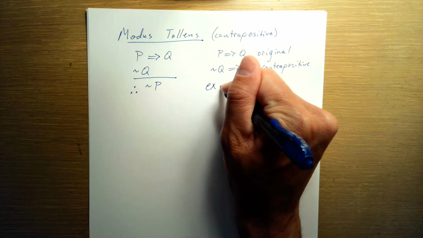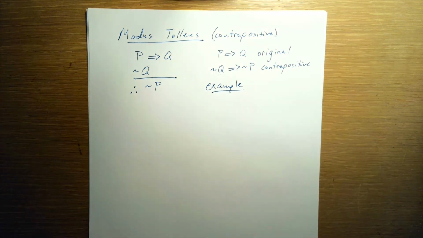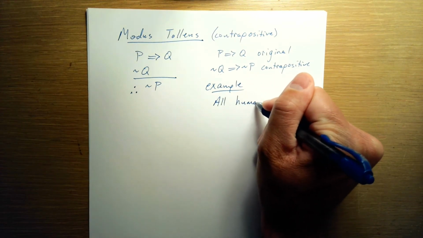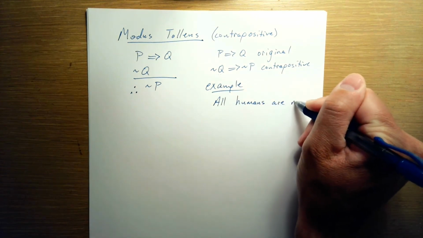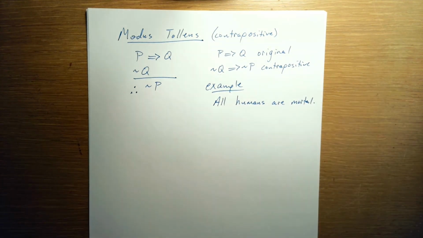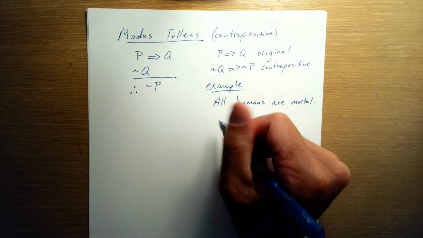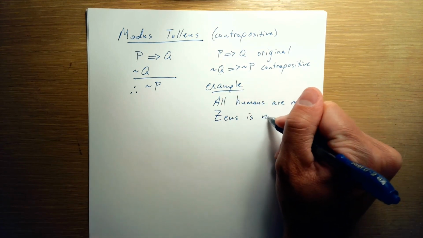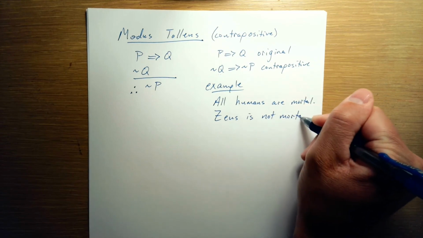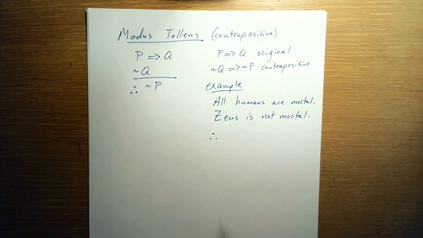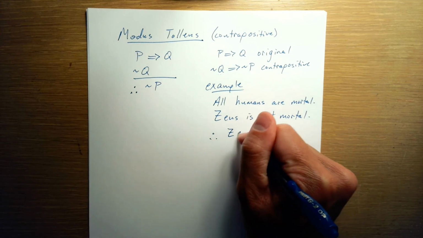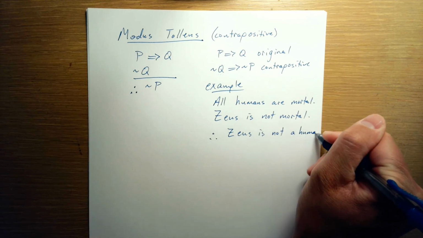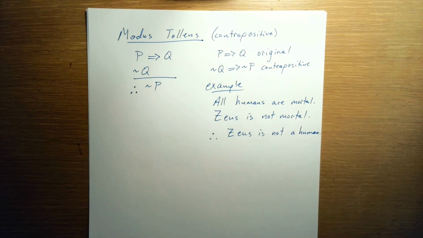So here's an example of one of these traditional type arguments. How about we say all humans are mortal. But now let's talk about Zeus instead of Socrates. Zeus is not mortal. Therefore, Zeus is not a human. Modus Tollens.